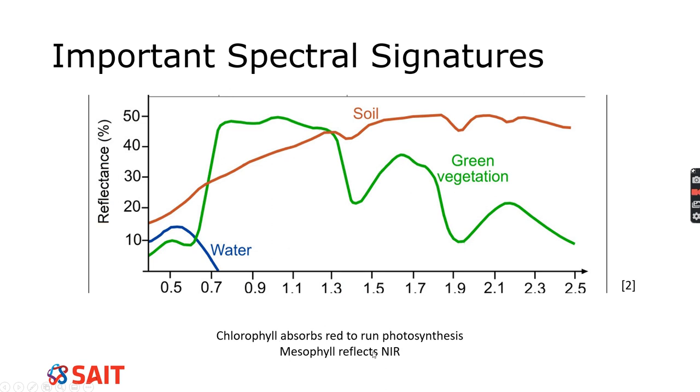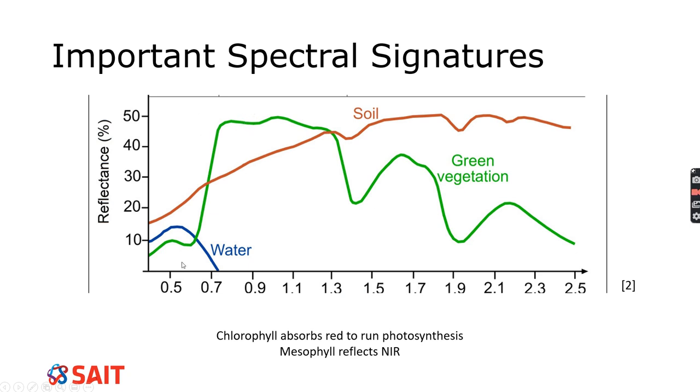I was saying, what causes green vegetation to be like that, I'm going to go back to that. Chlorophyll uses red energy to run photosynthesis. So that means that it's being absorbed. The red energy needs to be absorbed so that the plants can do photosynthesis, and that's what the chlorophyll does. Mesophyll reflects the near infrared, and mesophyll is the structure of the cell of the plant. So therefore, if it's healthy, it reflects near infrared.